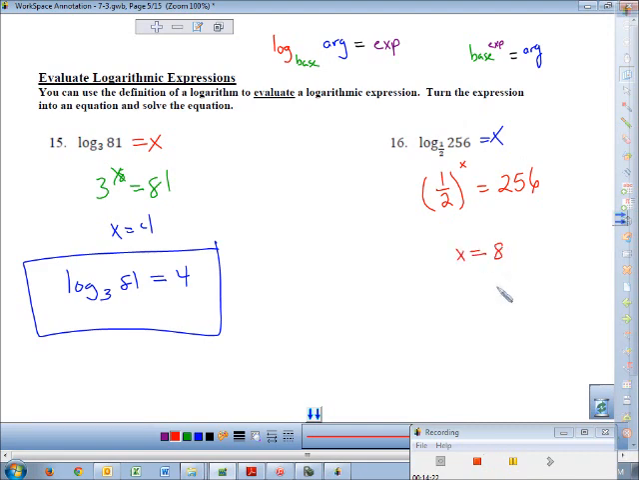Is it 8? It's got to be negative 8. How come it's got to be negative 8? Because of the reciprocating of the old base right there. Log base 1/2 of 256 is really a negative 8. Sweet?